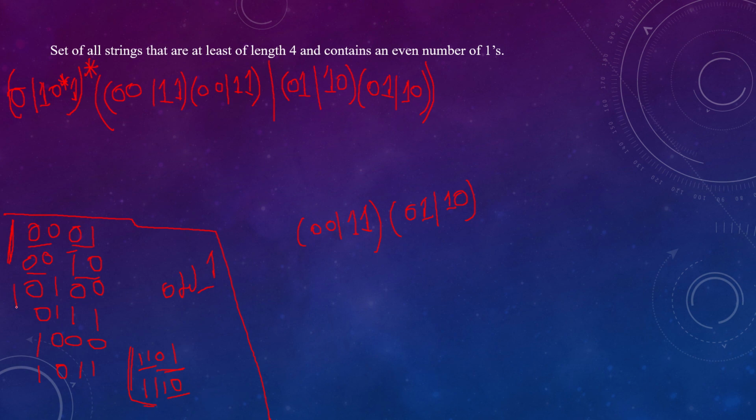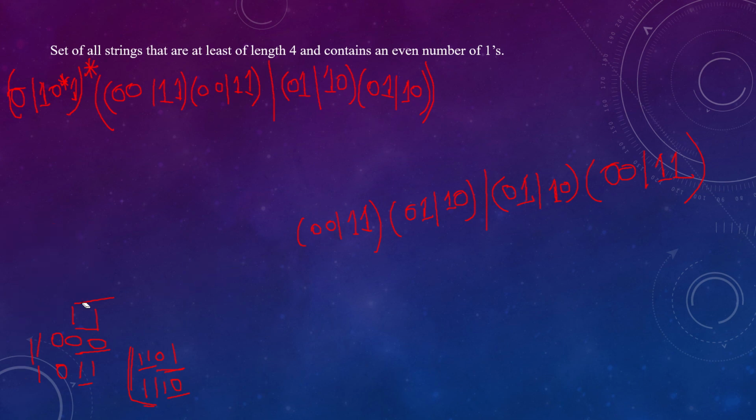But we can have these 4 strings too. So how can we generate these 4 strings? 01 or 10, they have 00 and 11 at the end. So at first 01 or 10, and then 00 or 11, right? So this generates the last 4 digit, but we can have something before this, too.